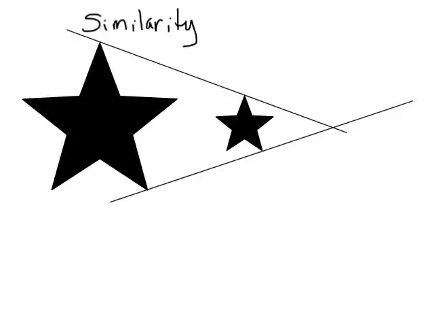So for my big star here, if the original star is the larger one, a similar image to that would be the smaller one here. If I label the first image A, the smaller image is going to be A prime. So we call the smaller image the A prime. This is actually the image, just to get the terminology here, and the original is called the pre-image.